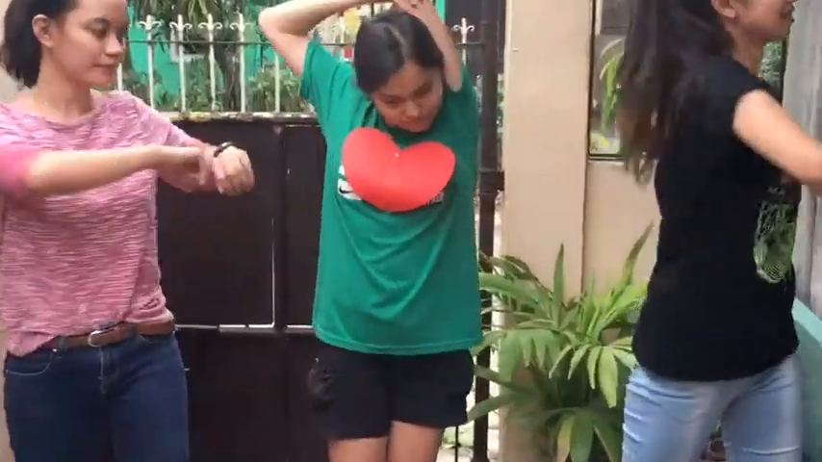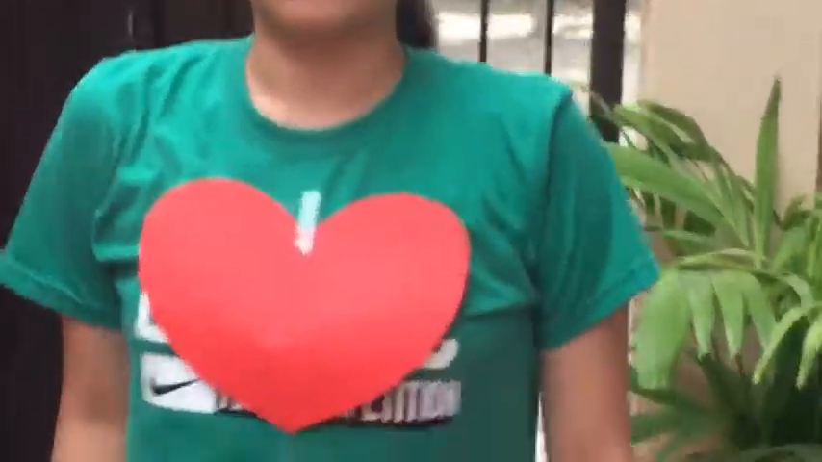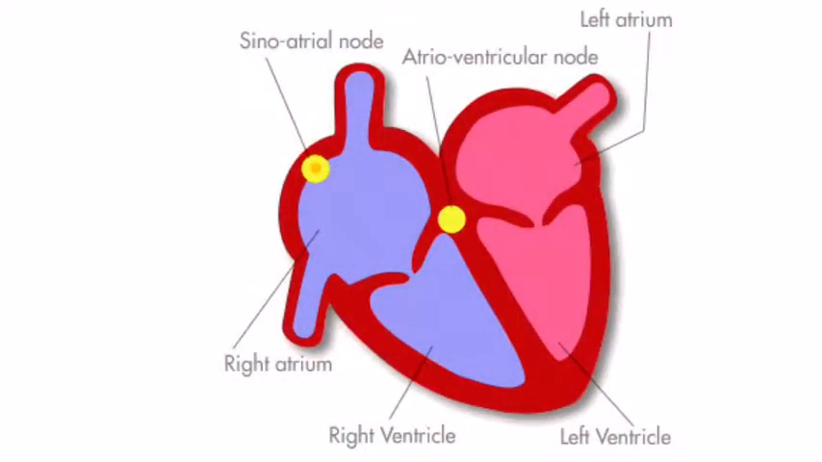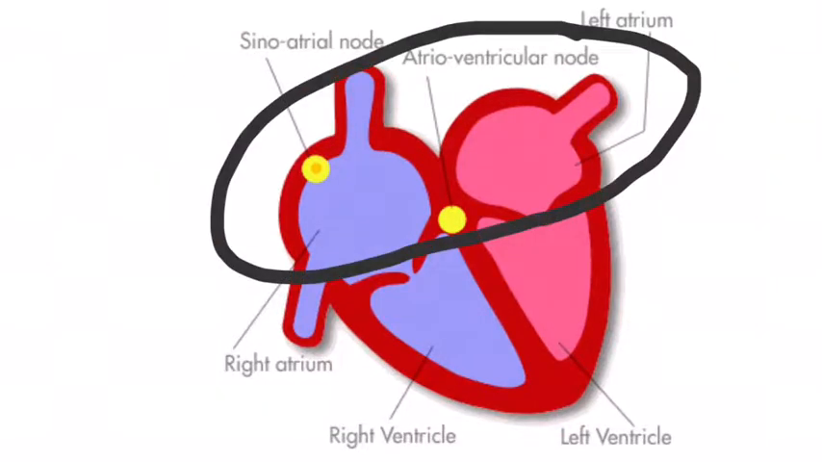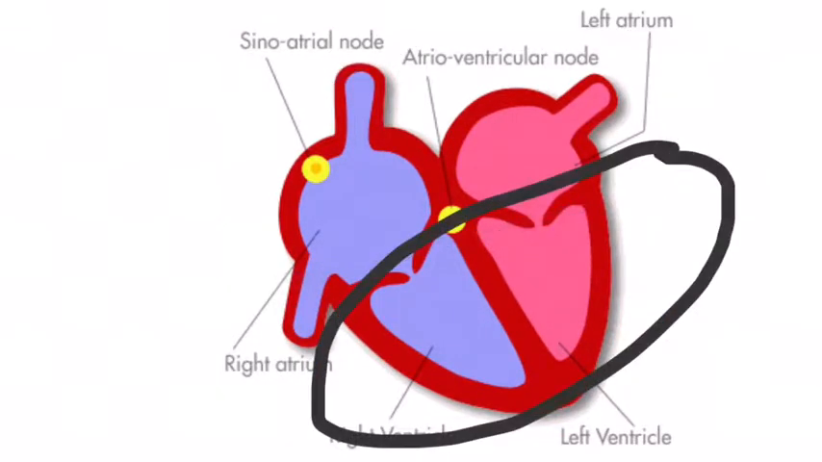We'll start with the basics and examine how the human heart works. The heart is a muscle about the size of a fist, located under the rib cage between the lungs. It is divided into left side and right side. Each side has two chambers, the upper chamber which is the atrium and the lower chamber which is the ventricle.